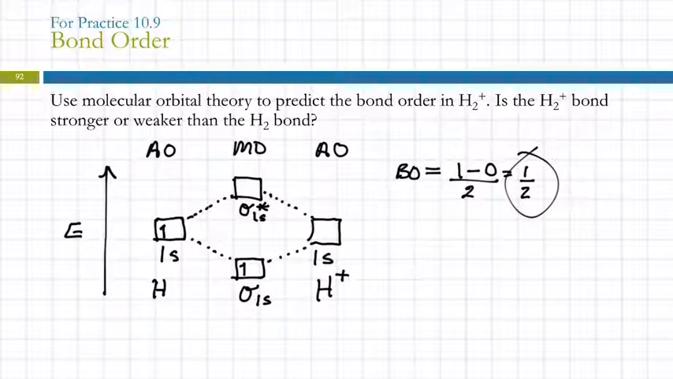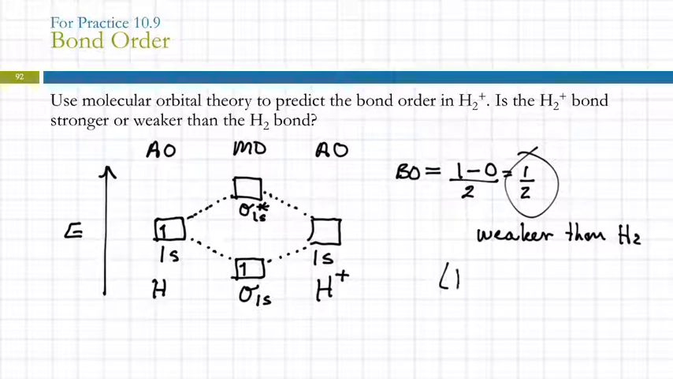Because what's going on with the H2 molecule? We've got another electron, right? The other electron is going to go here. The bond order in an H2 molecule is 1. An H2 bond is stronger because the bond order is 1. So this is going to be weaker than H2, because the H2 bond order equals 1.